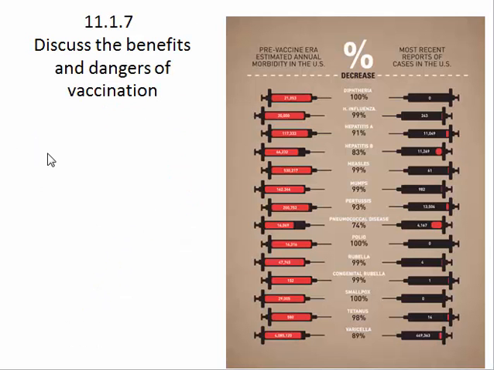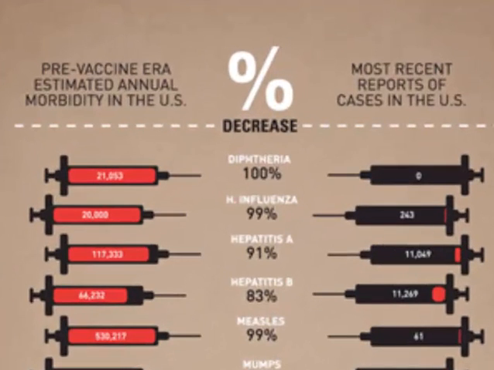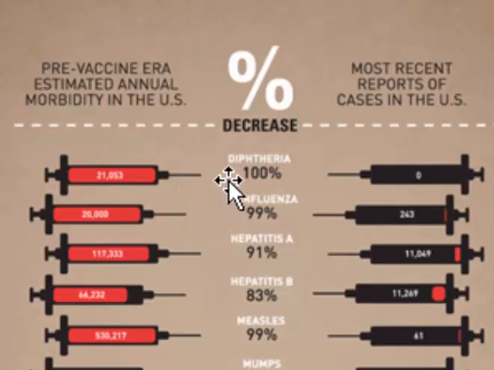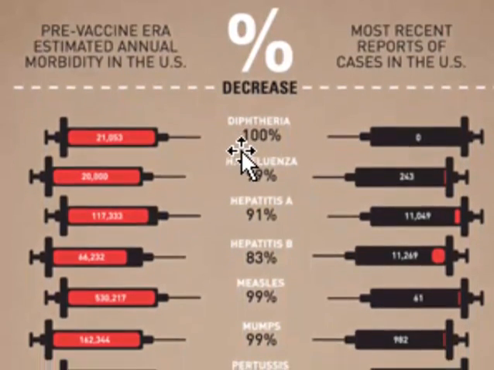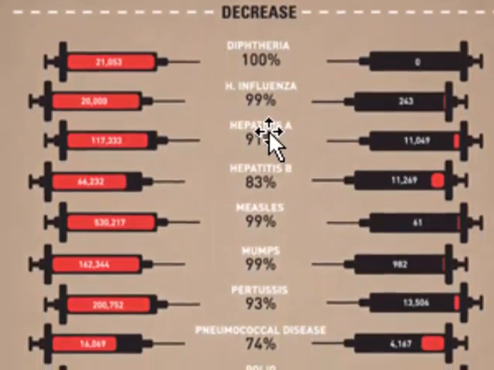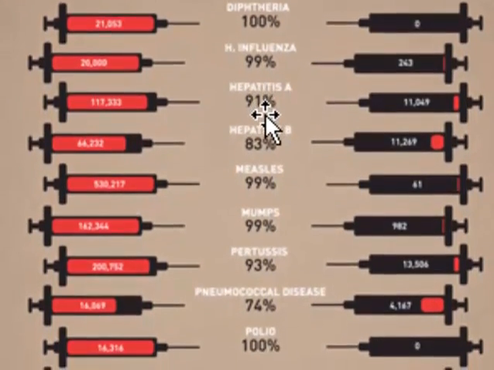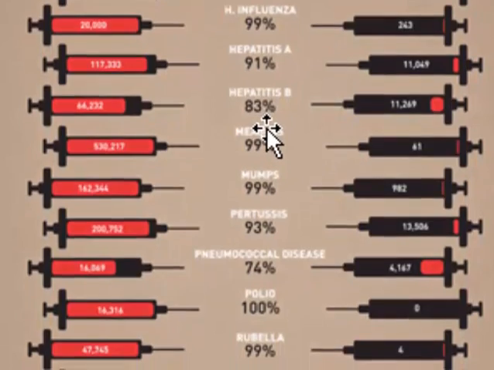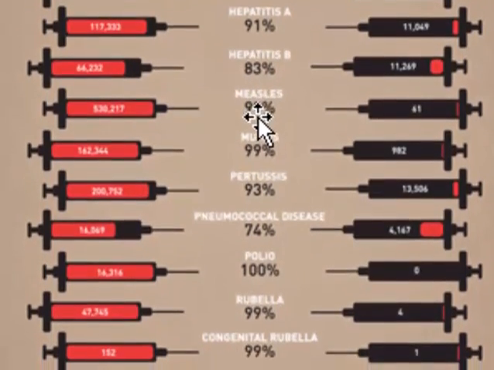In the next assessment statement, it says, discuss the benefits and dangers of vaccination. Firstly, you should see here on this image on the right that the benefits of vaccination vastly outweigh any dangers that are presented. You can see in each one of these cases, as we scroll down here, that the number of cases in the United States decreased dramatically as a result of vaccination.